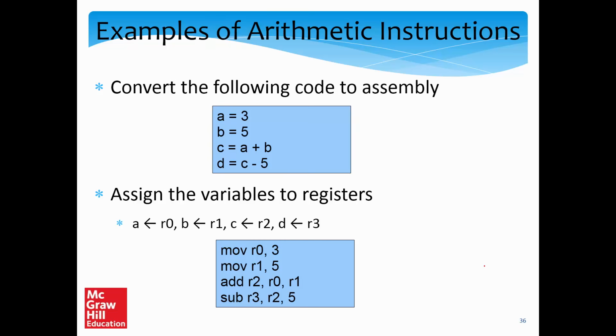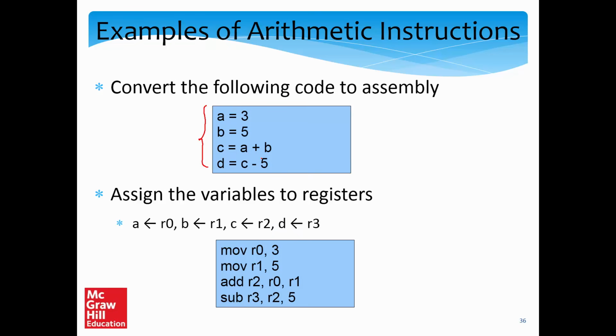So let's outline a generic method. Assume that we have this code snippet here in a high-level language. The question is, how do we convert it to assembly language? The first thing that we do, always, is that we assign the variables to registers. So let us assume that variable A is assigned to R0, B to R1, C to R2, and D to R3. So this is the assignment of variables to registers.